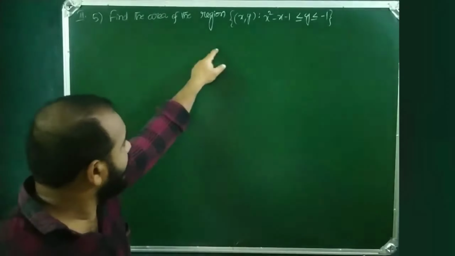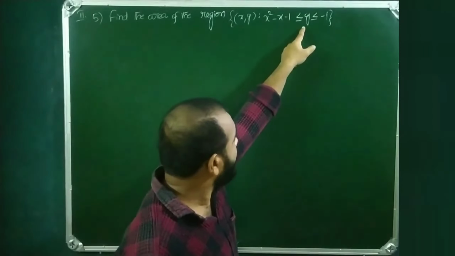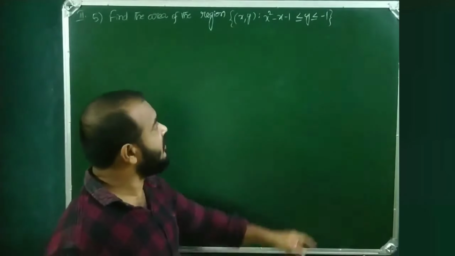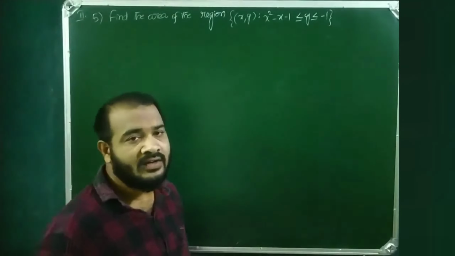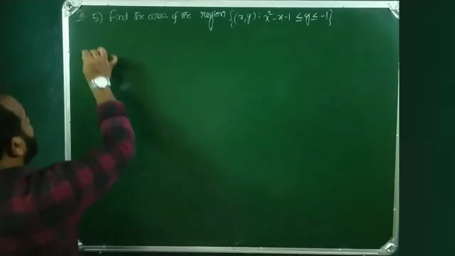Find the area of the region xy such that x square minus x minus 1 is less than or equal to y, less than or equal to minus 1. So this is an inequality. So far we have done the equality problems. This is an inequality. So how do we do this? Solution.